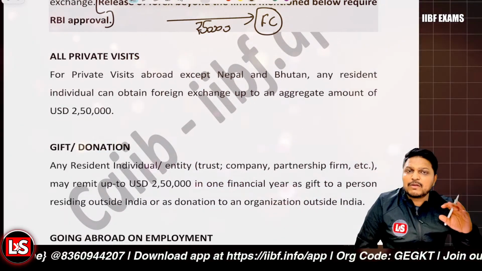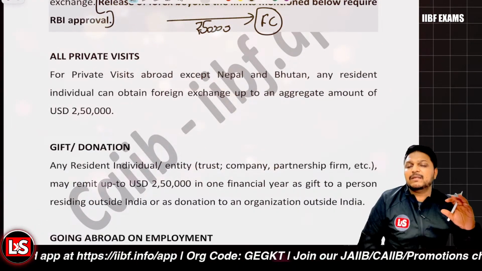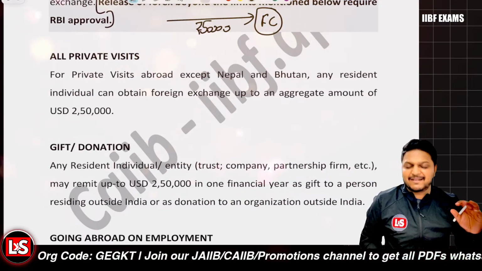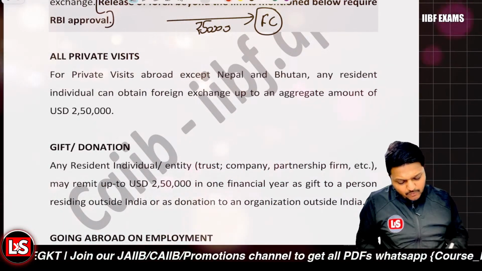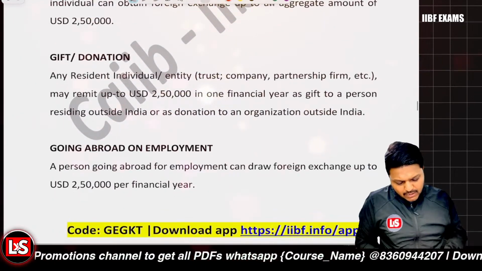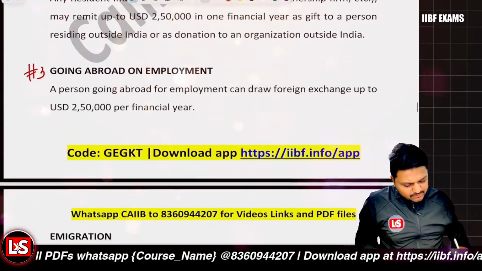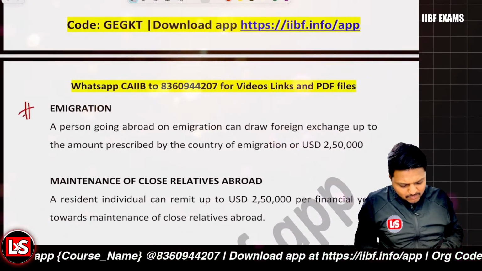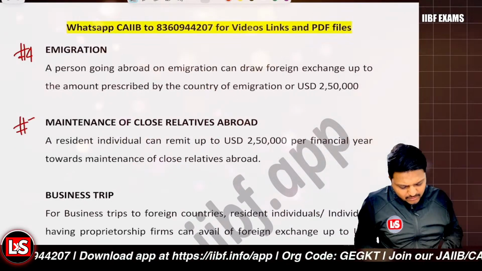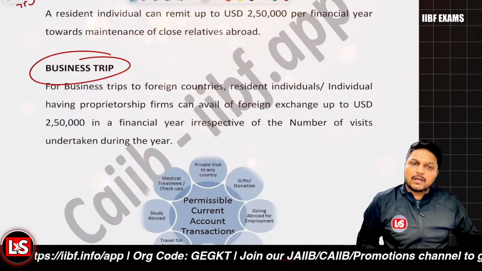And the LRS scheme cannot be availed even by an LLP, nor an HUF. Those cannot participate under the LRS scheme, right? Corporates cannot participate under the LRS scheme. So under the LRS scheme, you can take some money with you when you're going for a private visit, or for gift or donation purposes, if you're going abroad for employment, or for immigration, or if you want to send money outside India for maintenance of your families or relatives, or you're going for some business trip. You're allowed that.